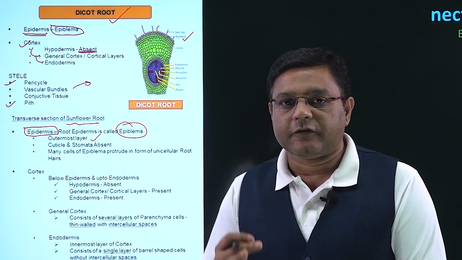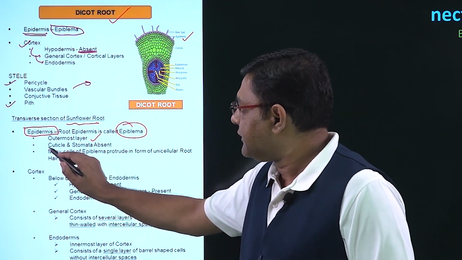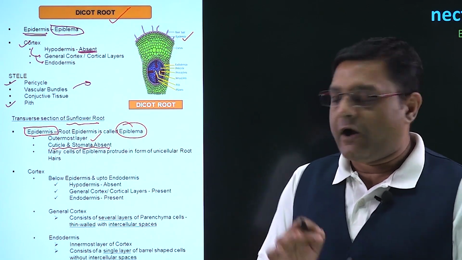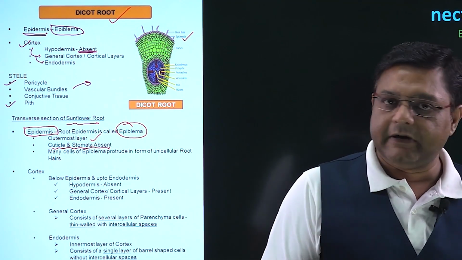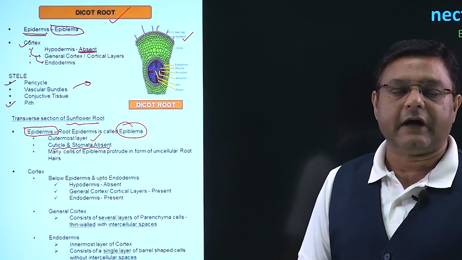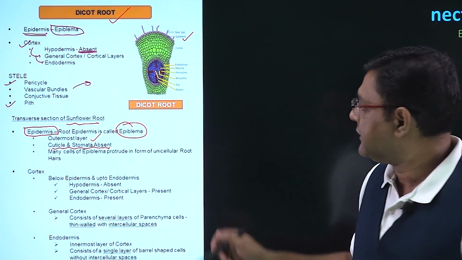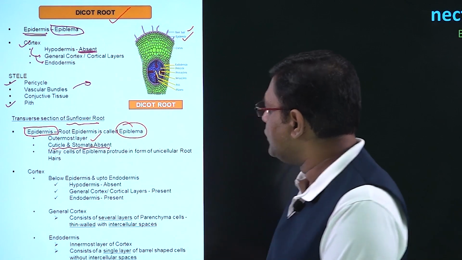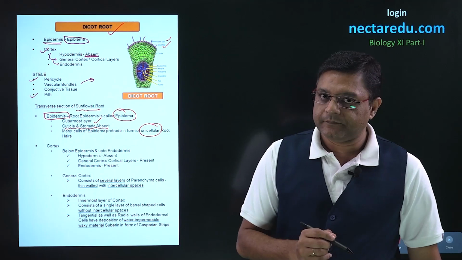Now, in the case of roots, cuticle will be absent as well as stomata will be absent. So, both are not present in the case of root. Now, this epiblema or the epidermis will have epidermal appendages, and epidermal appendages in the case of roots are the root hairs which perform the function of absorption of water and minerals. So, we can see here that epiblema gives rise to these root hairs. Root hairs are obviously unicellular in structure.